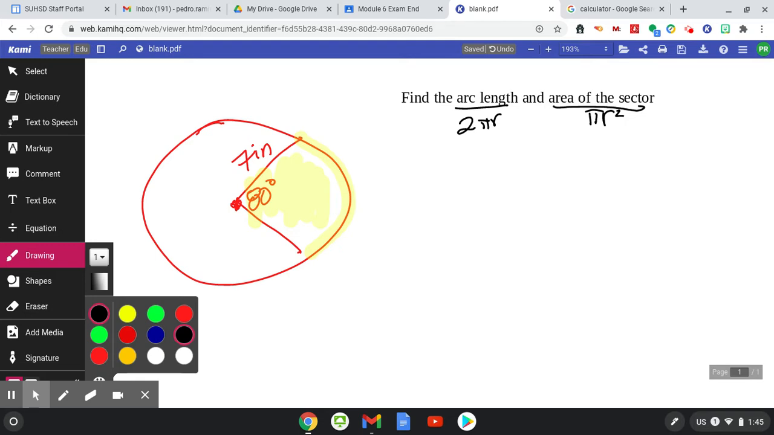We're just looking at 80 degrees based on the central angle. But if we pretend the circle is full, we can actually solve for this problem. So let's pretend the circle is full and solve for both the arc length, circumference, and the area.